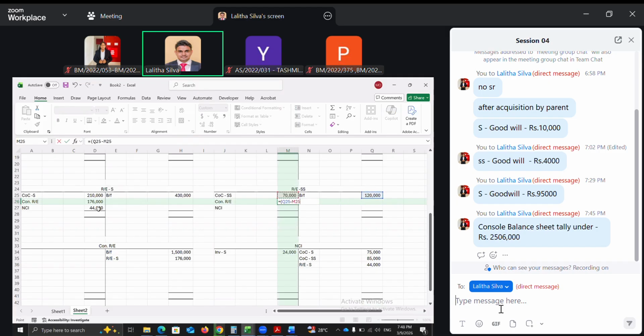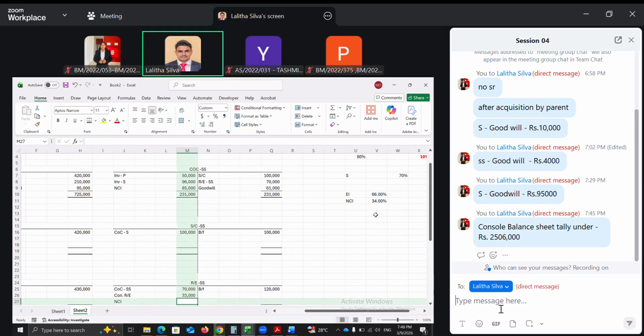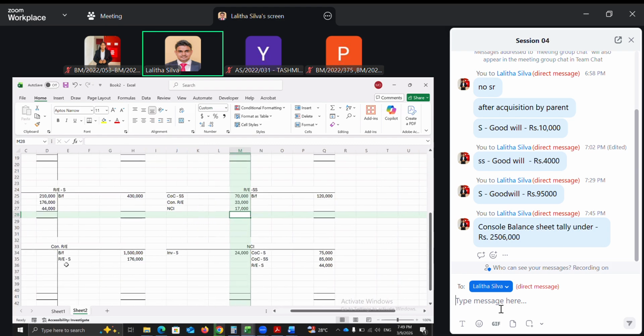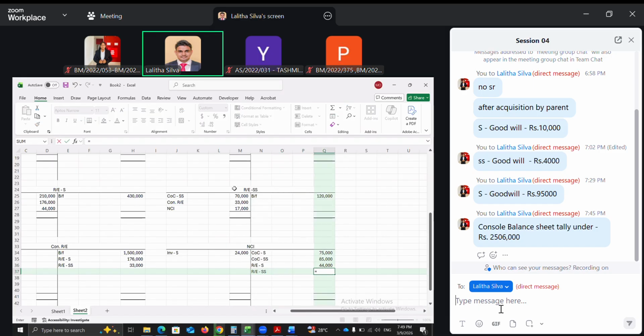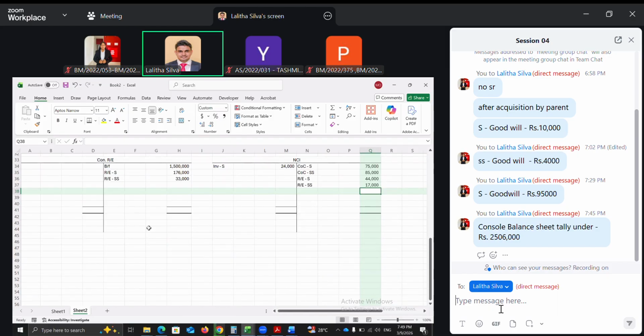For the post-acquisition retained earnings of entity SS, now we have to take the effective interest, 66%, 33,000, and the remaining balance to the NCI. Okay. Then in consolidated retained earnings from SS, it's 33,000, and the NCI, it's 17,000. Okay, now good. We'll check that one also.